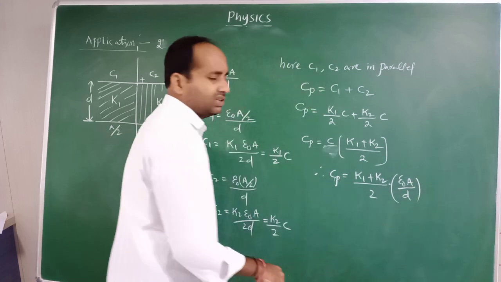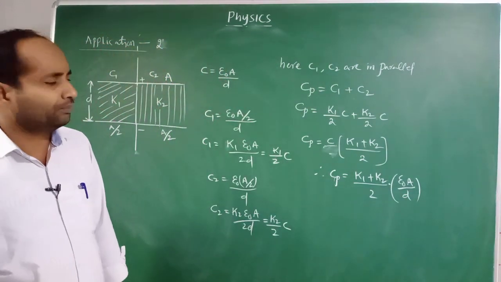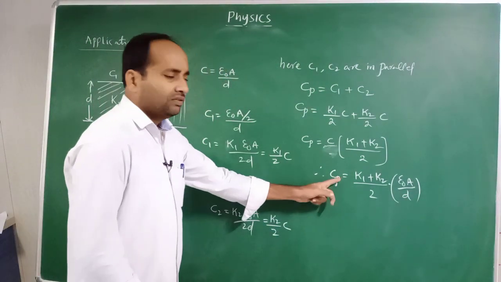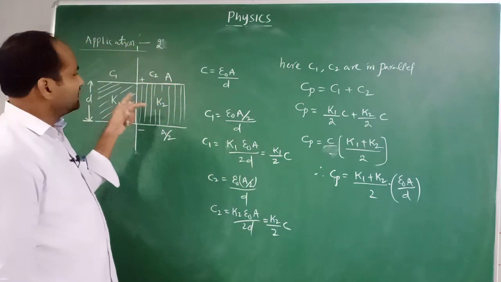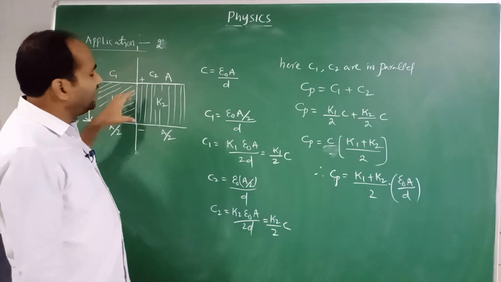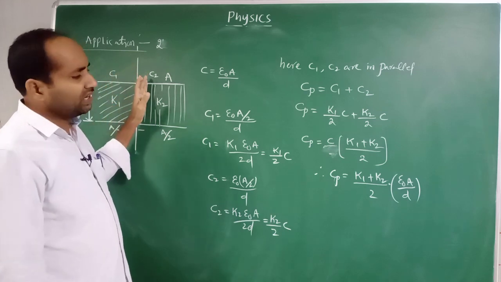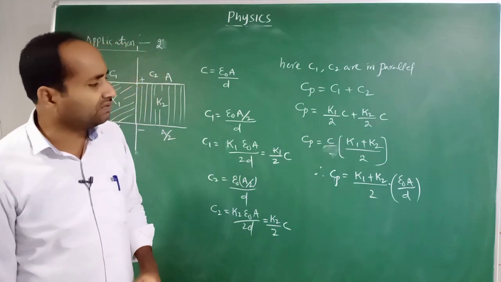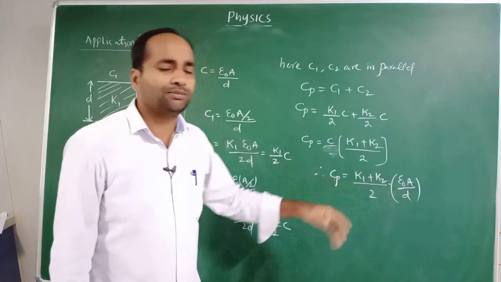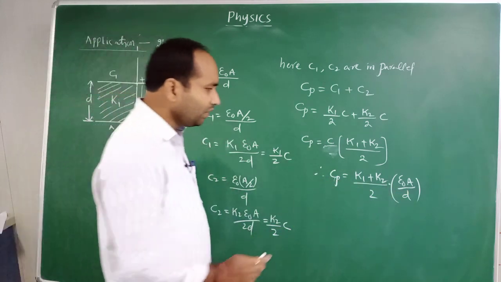What is the value of C? Epsilon naught A by D. This means that when two dielectric slabs of constants K1, K2 are inserted between the plates such that the area becomes half of the initial value, what is the new capacitance? Cp is equal to K1 plus K2 by 2 of epsilon naught A by D.